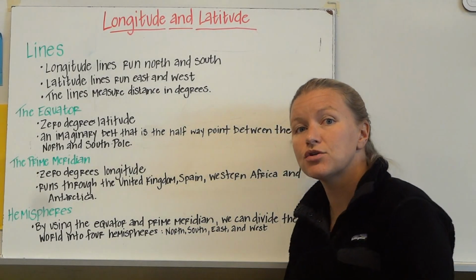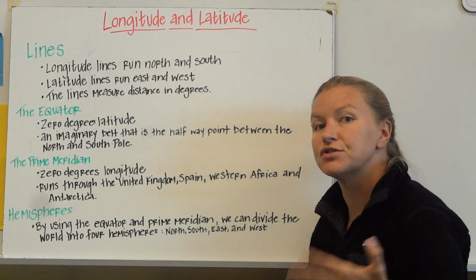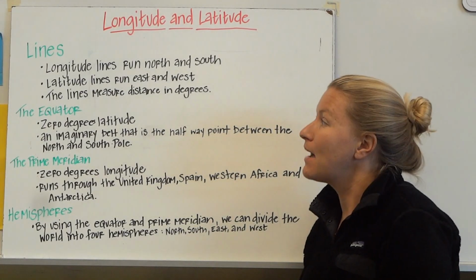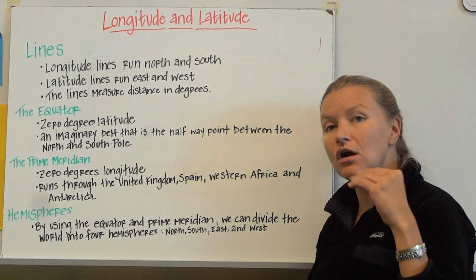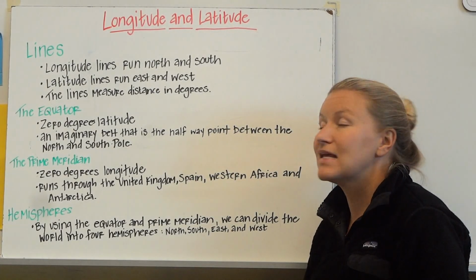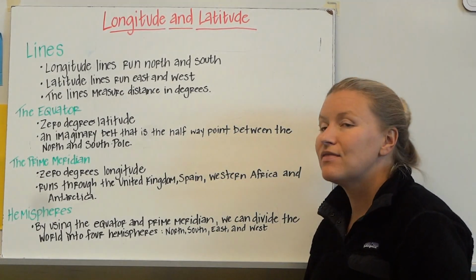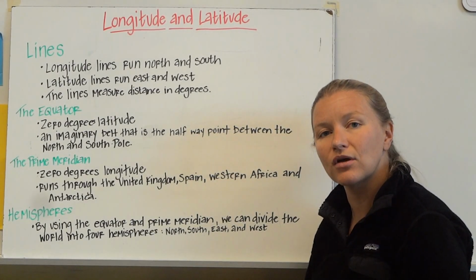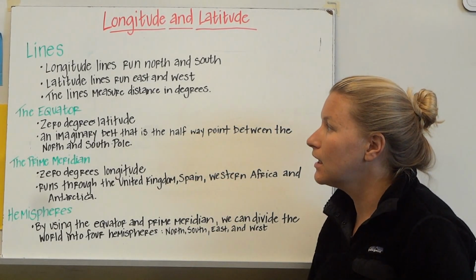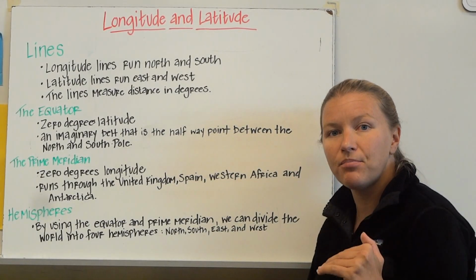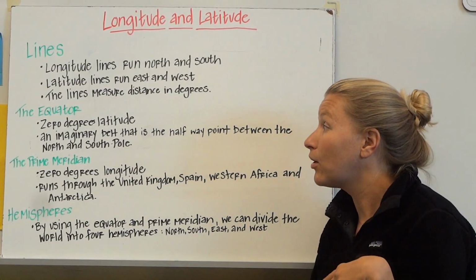So two terms that you should be really familiar with, longitude and latitude. They are lines that you might see on a map. The longitudes are the lines that run north and south, while latitude run east and west. And they measure those distances in degrees, and we'll look at that when we look at our map in just a minute. The equator is 0 degrees latitude, so that's the midpoint between the North and the South Pole.